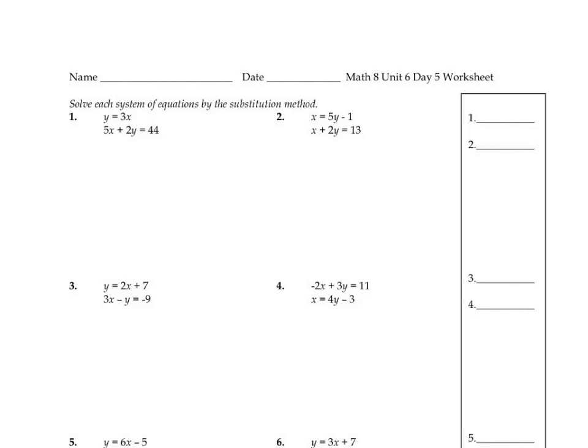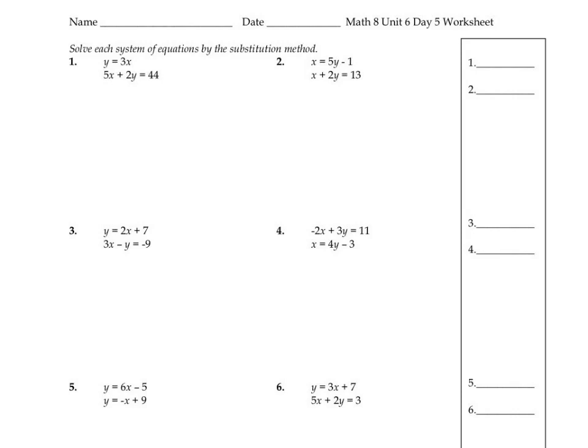Hi guys, so today we're going to be looking at the Unit 6 Day 5 worksheet, and we're going to start with number 3 on the front. So it says to solve each system of equations by the substitution method. So we can look at the two equations which say y equals 2x plus 7 and 3x minus y equals negative 9.